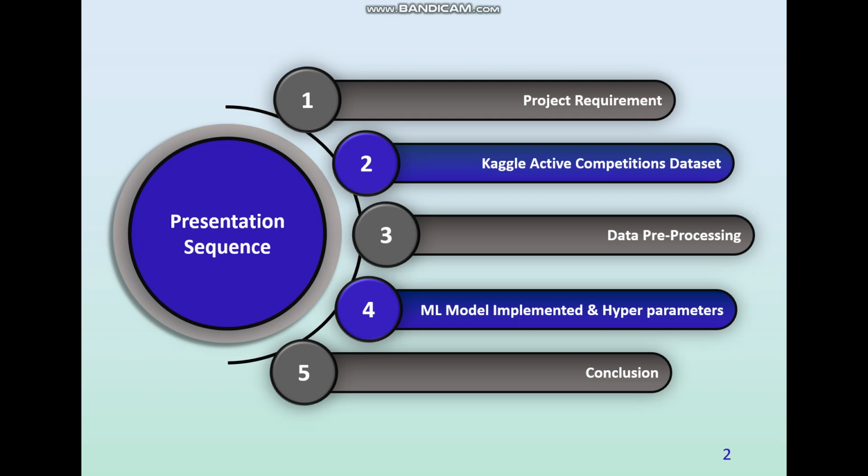This is the presentation sequence. First is the project requirement. Second is the Kaggle active competitions dataset. Third is the data pre-processing. Fourth is the machine learning model implemented and hyperparameters tuning. Last but not least, the conclusion.